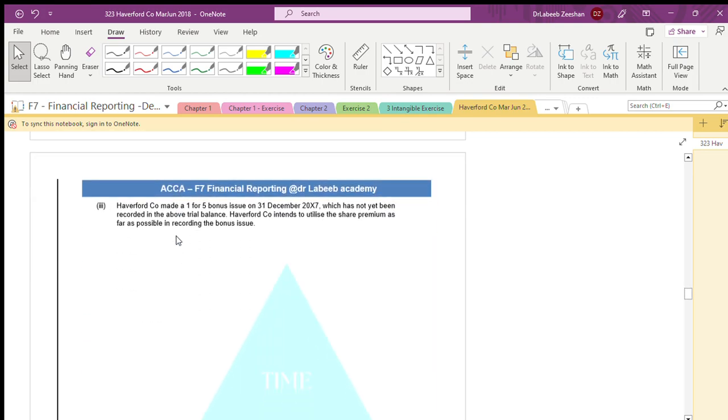Next, I have given you space. I will do the workings here first, then we'll go back. Haverford made a bonus issue which has not been recorded in the above balance. They intend to utilize the share premium as far as possible, meaning the maximum amount of share premium given in the trial balance, while recording the bonus issue as such.